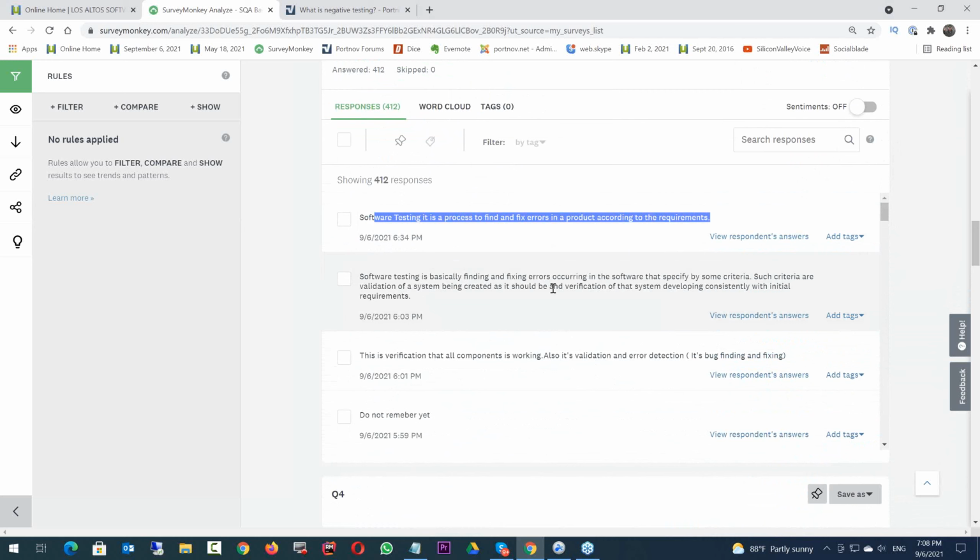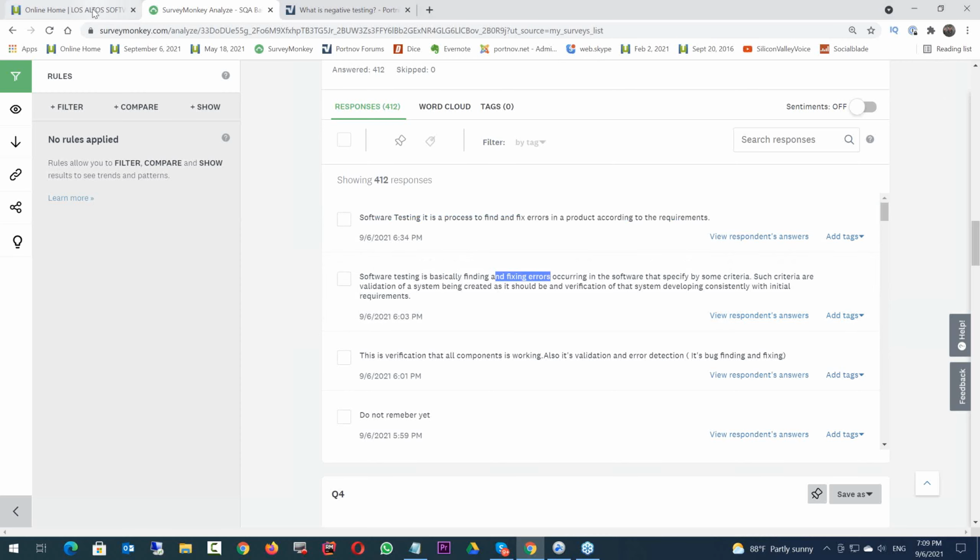Software testing is basically, never say that word. I mean, it's not a bad word. It's not a four-letter word, but it's a garbage word. Software testing is finding and fixing. No. Why fixing? Where do you take that fixing? Occurring in the software that's specified by some criteria. Such criteria are validation of system being created as it should be.